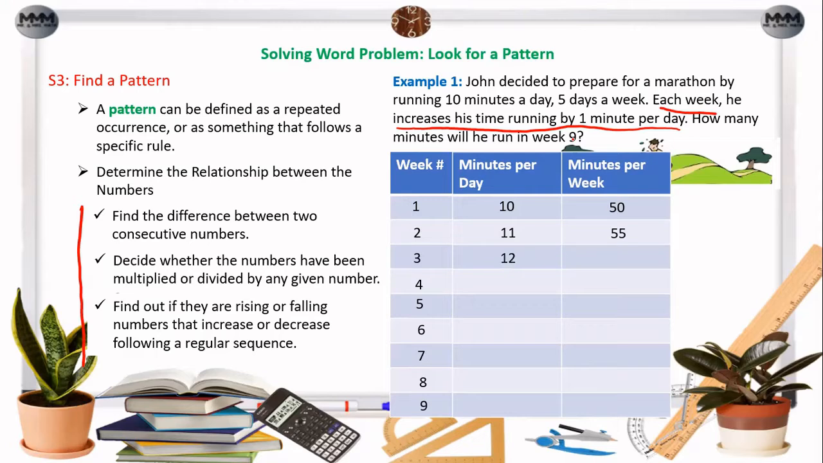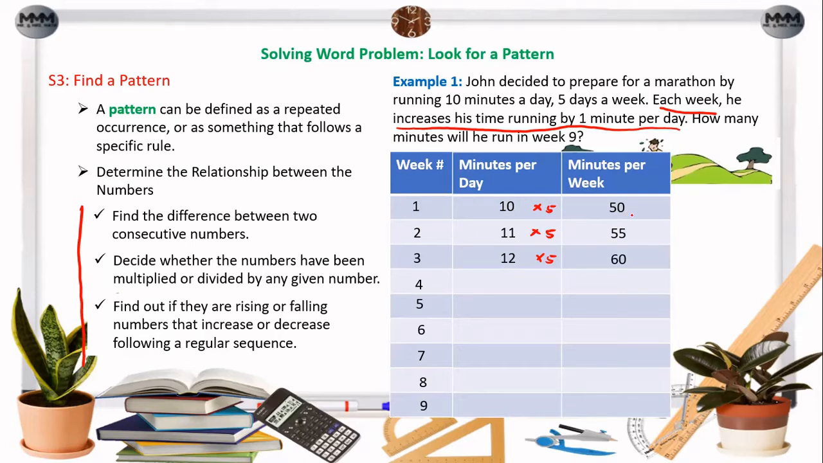Follow? And then we can multiply this by 5. Or we can just add 12 plus 12 plus 12 for 5 days. Or simply we can multiply it by 5. Then we have the minutes per week, or minutes in week 3. We have 60 minutes. Follow? Now here, as you observe in the table, we can multiply 5 to the minutes per day. That's why we have 50 here, 5, we have 55. Or we can just observe here in the last column.